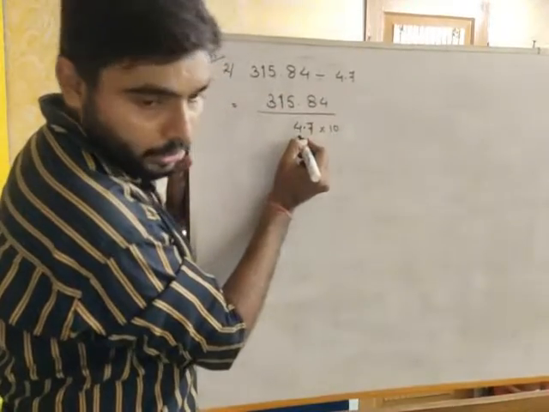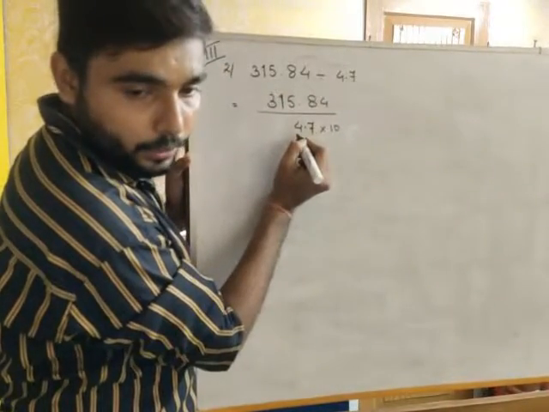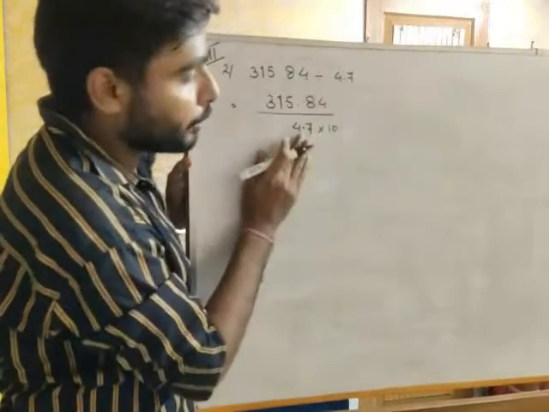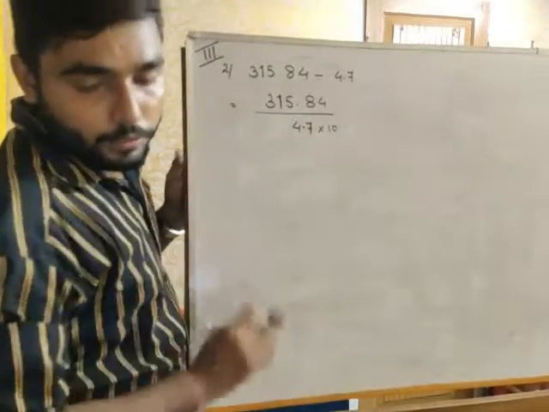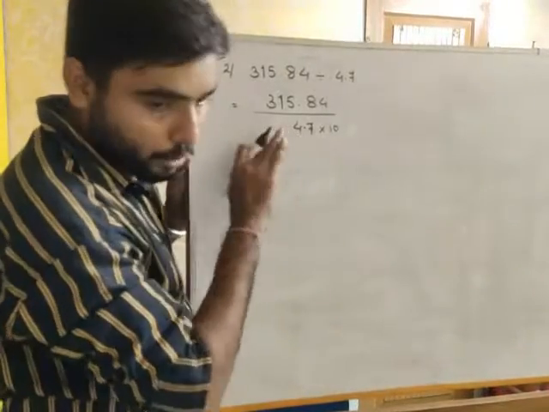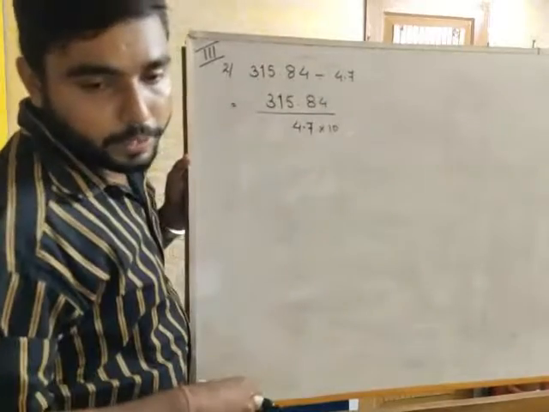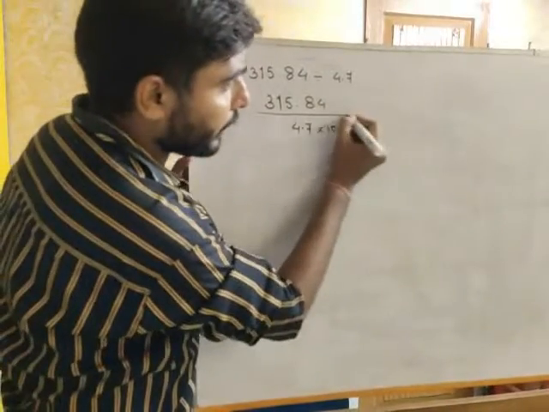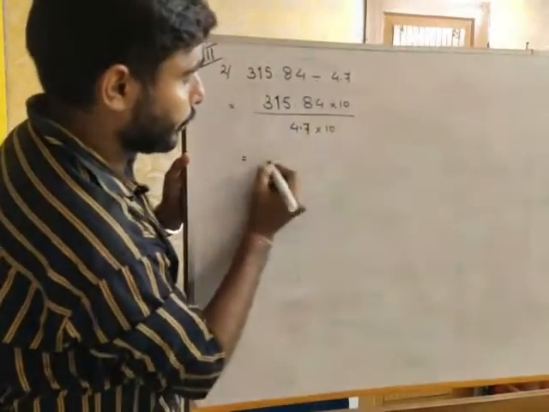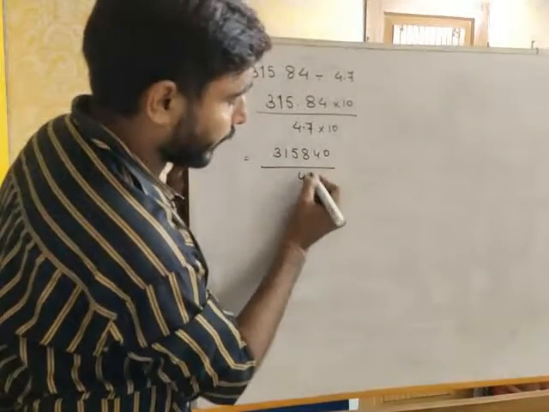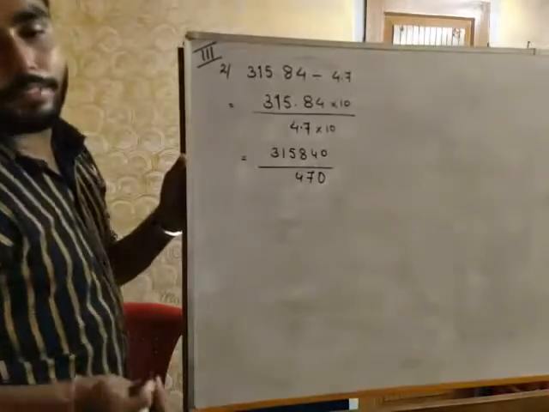Your main focus should be on the denominator, because 4.7 is going to divide, and that number should be made independent of the decimal point. You have to remove the decimal point. Multiply by 10 with the numerator, so it will become 15840, and if I multiply 47 by 10, it will become 470.